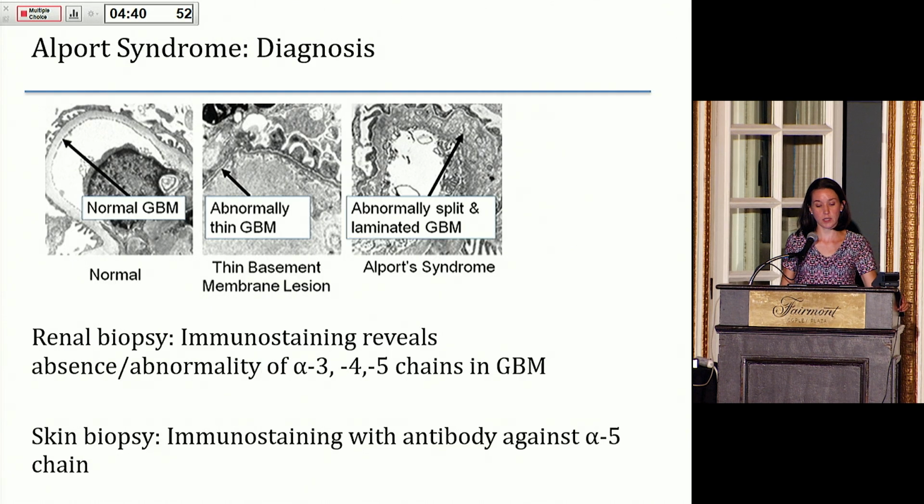So you've already seen this with Dr. Renke, where you see the normal glomerular basement membrane here. This is thin basement membranes, where you can see it's uniform but quite significantly thinner than the normal, whereas in Alport syndrome you have this very abnormal split, laminated, basket-weave type appearance in the glomerular basement membrane. If you do immunostaining, you will see a lack of the particular collagen chain that is involved for that particular subtype of Alport. And for some of them, you may be able to detect the absence of the alpha-5 chain on skin biopsy.